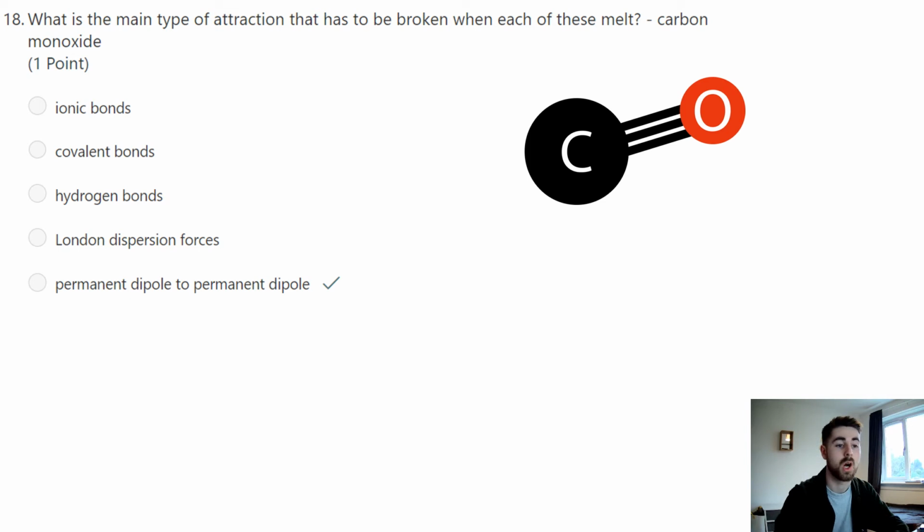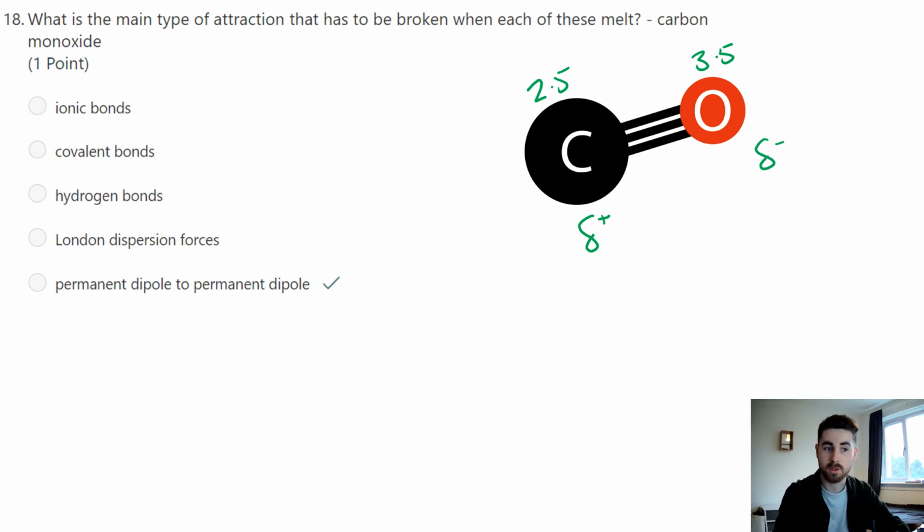Question 18, we have carbon monoxide, which is just one carbon atom bonded to one oxygen atom. We have a triple bond. You've maybe not seen this molecule before, so this is maybe one you had to look up online. But what we have here is a carbon bonded to an oxygen, essentially. The carbon's got an electronegativity of 2.5 and oxygen's got an electronegativity of 3.5, which means the carbon atom is going to be partially positive and the oxygen atom partially negative.